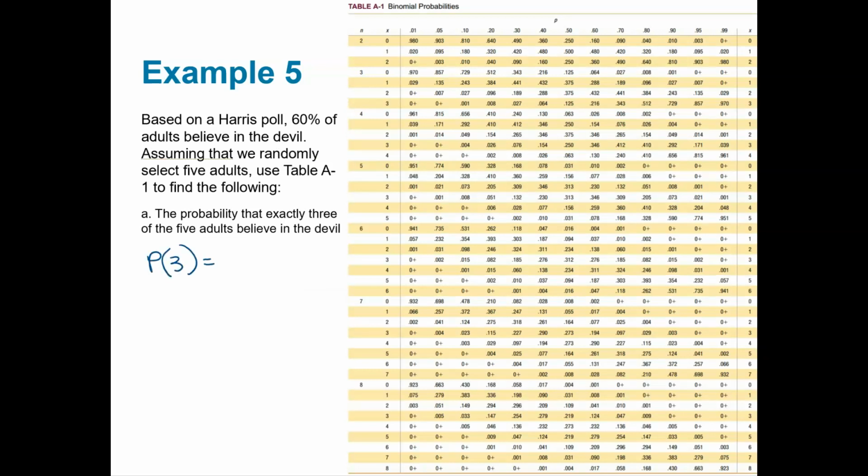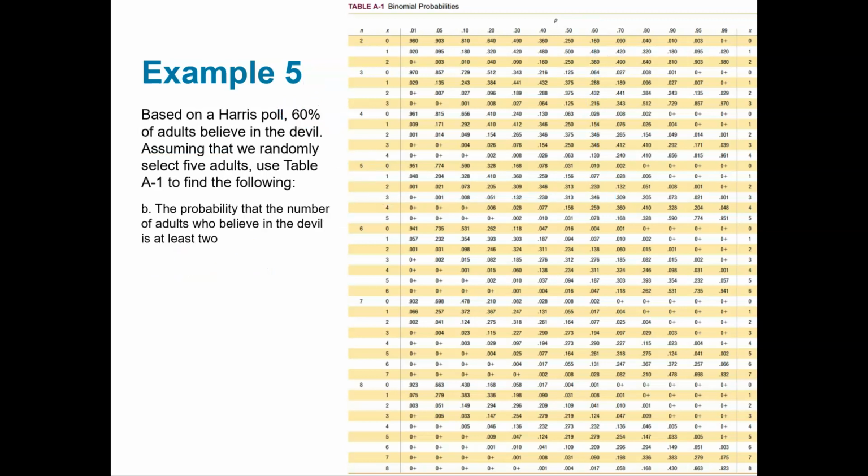All right. So exactly 3. So our n is 5. We're still looking at 5 adults, 3 successes. And our p is 60%, which we know is 0.60. So we're looking here. Okay, so we're going across. We're coming down, and right here. So we get 0.346. That was pretty easy, right? If the information is in the table, it's certainly not a bad option.